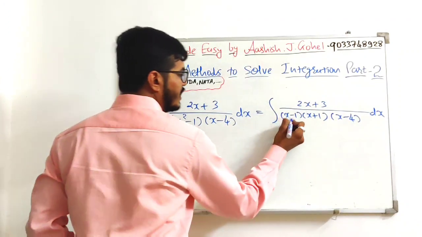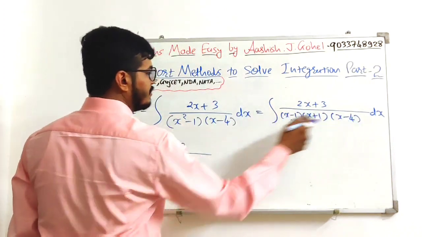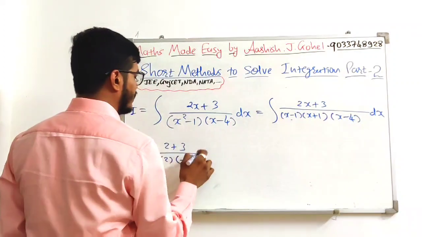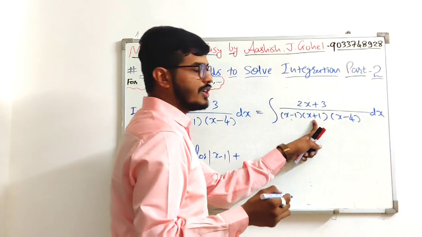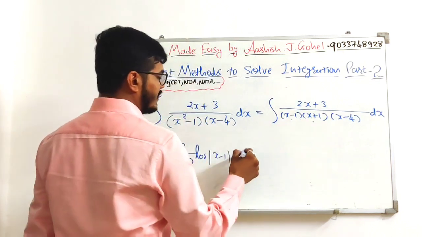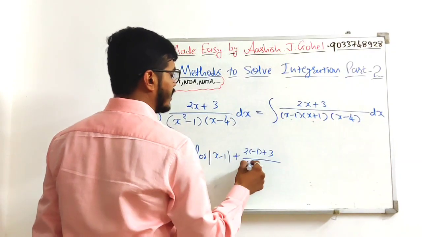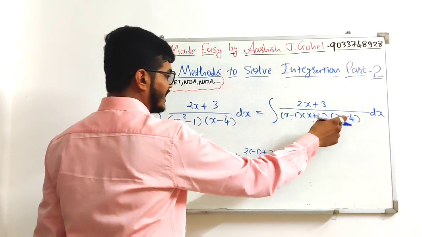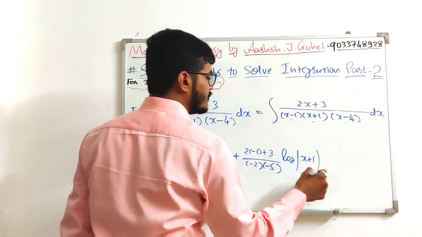We will put x equal to 1 for this term. So put x equal to 1, 2 plus 3, skipping this term. Here we will get 2 times minus 3, then log of x minus 1. Then next we will put x plus 1 equal to 0. So if I put x equal to minus 1, we will get 2 into minus 1 plus 3, divided by (minus 1 minus 2)(minus 1 minus 4), that is minus 5. So log of x plus 1.